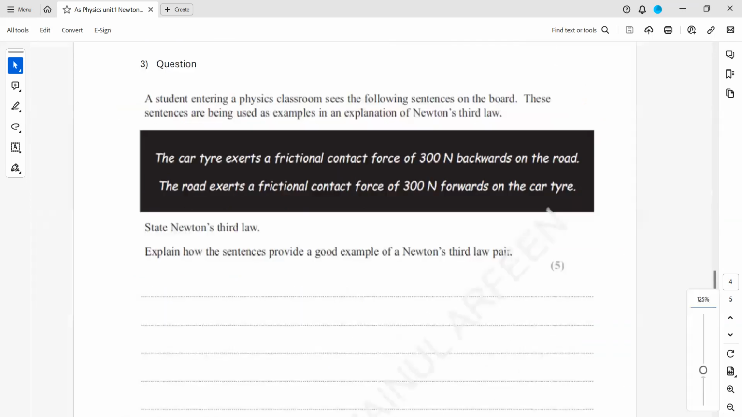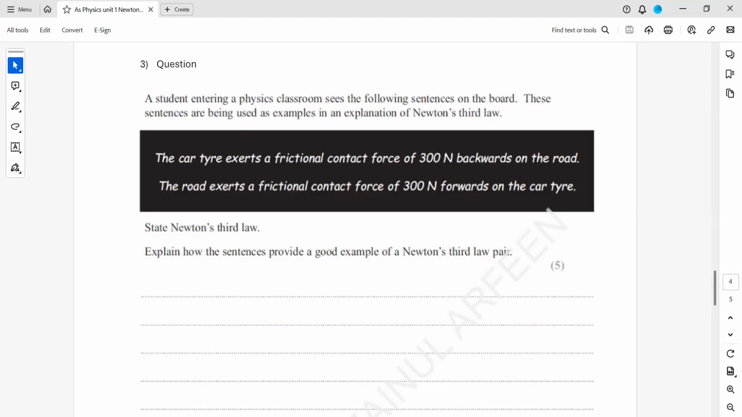So again, you have to write the answer, and whenever a high weightage is there, it should be clear. You have to relate the sentences with each other. So first thing, Newton's third law, which states action and reaction forces are equal but opposite in direction.